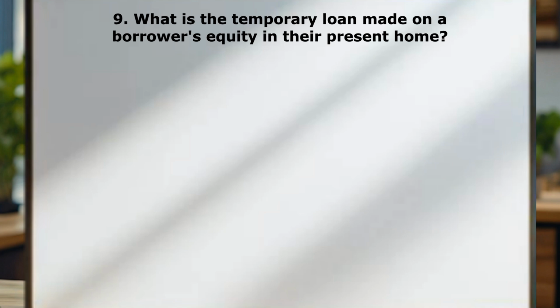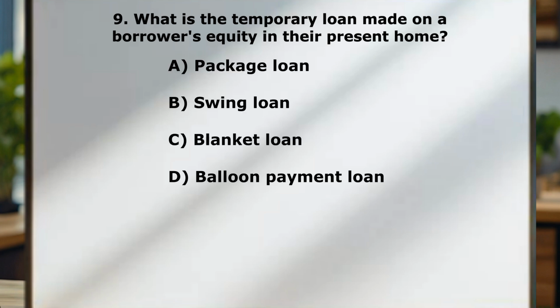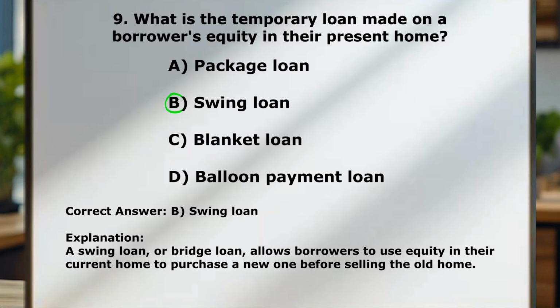What is the temporary loan made on a borrower's equity in their present home? A, package loan. B, swing loan. C, blanket loan. D, balloon payment loan. So the answer here is B, a swing loan. This is actually more commonly known as a bridge loan.